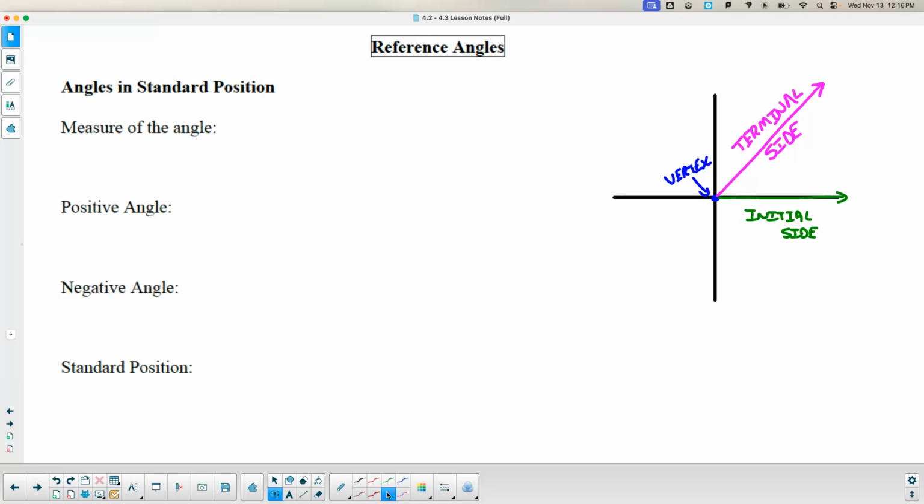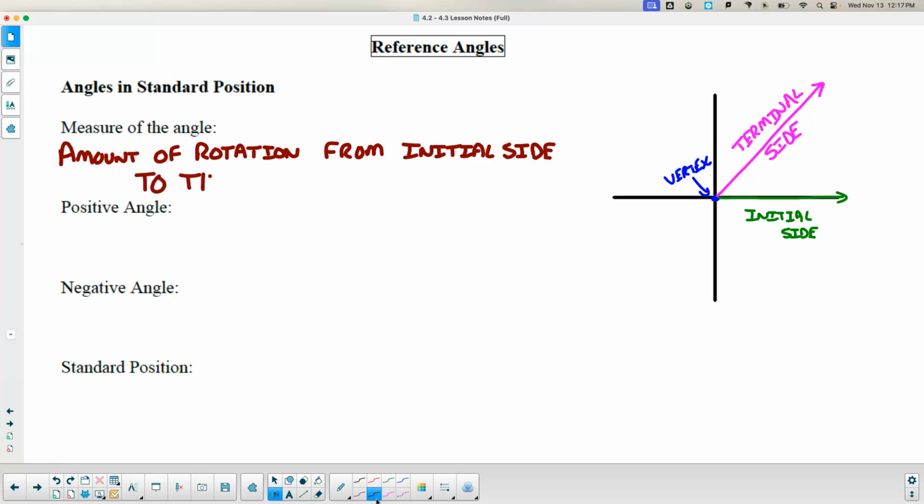Okay? So the measure of an angle, then, is the amount of rotation from the initial side to the terminal side.